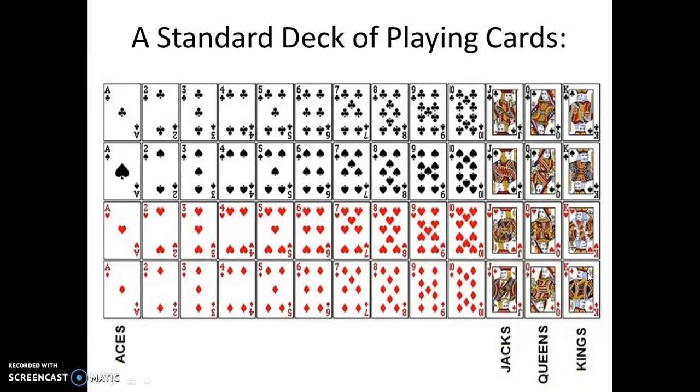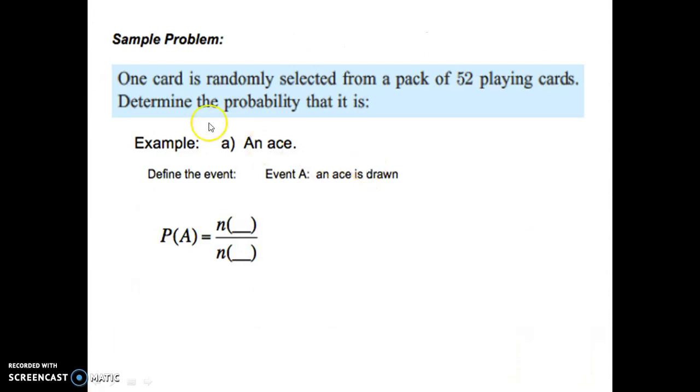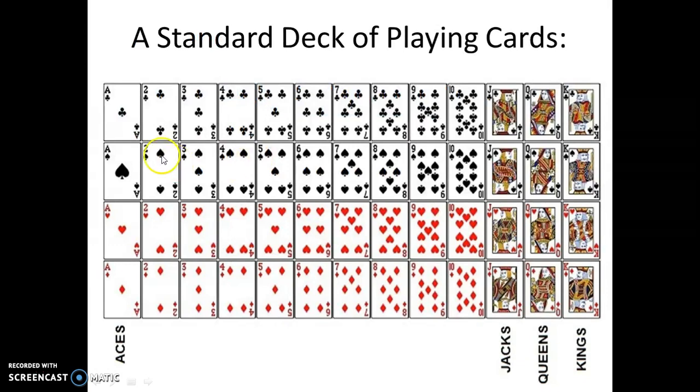All right, so now that you're familiar with those, let's try a problem like that. One card is randomly selected from a pack of 52 playing cards. Determine the probability that it is an ace. Going back to here, you look at this, you're like, well, how many cards is that in total? Maybe you want to count up how much you're in one row here. And then you have 4 sets like that. And here are your aces. So what's the probability of getting an ace?